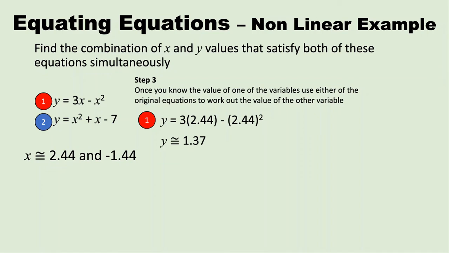So again in equation 1, if x is equal to negative 1.44, y is equal to 3 times negative 1.44 minus, in brackets here, negative 1.44 squared. Those brackets are important because I know that any value squared, whether it's positive or negative, will become positive. Positive times positive is positive, and negative times negative is positive. So this gives me negative 6.40.